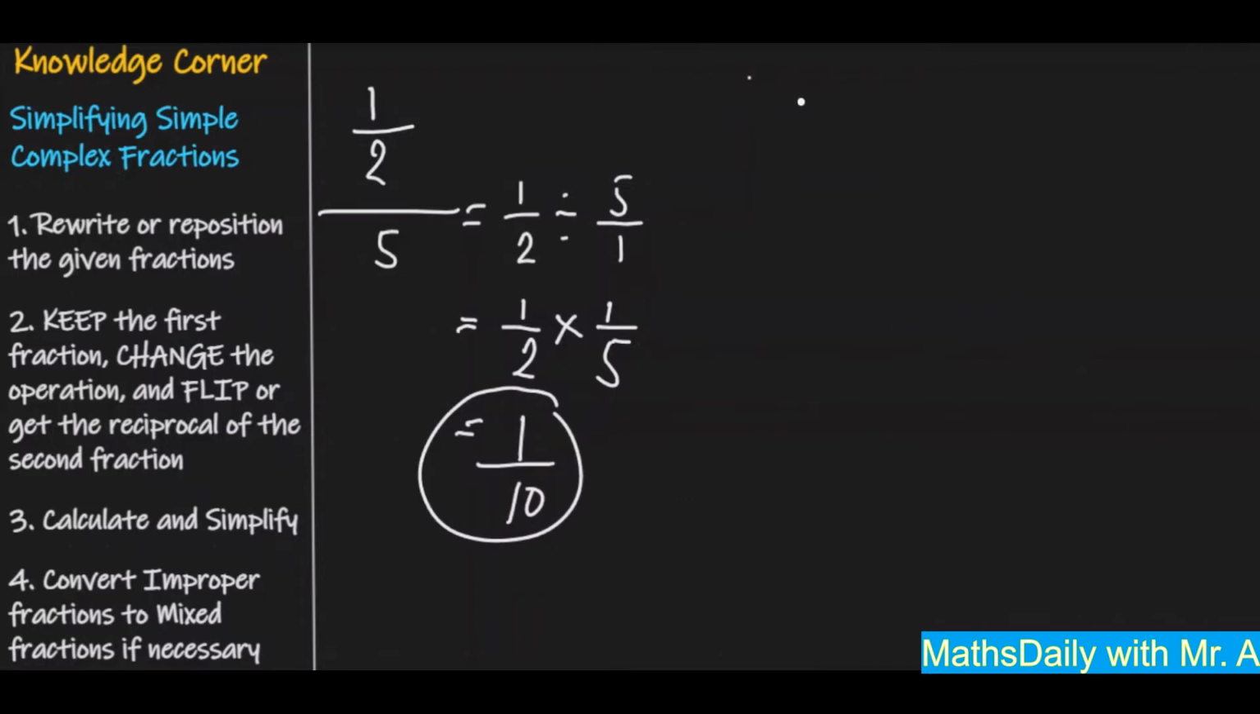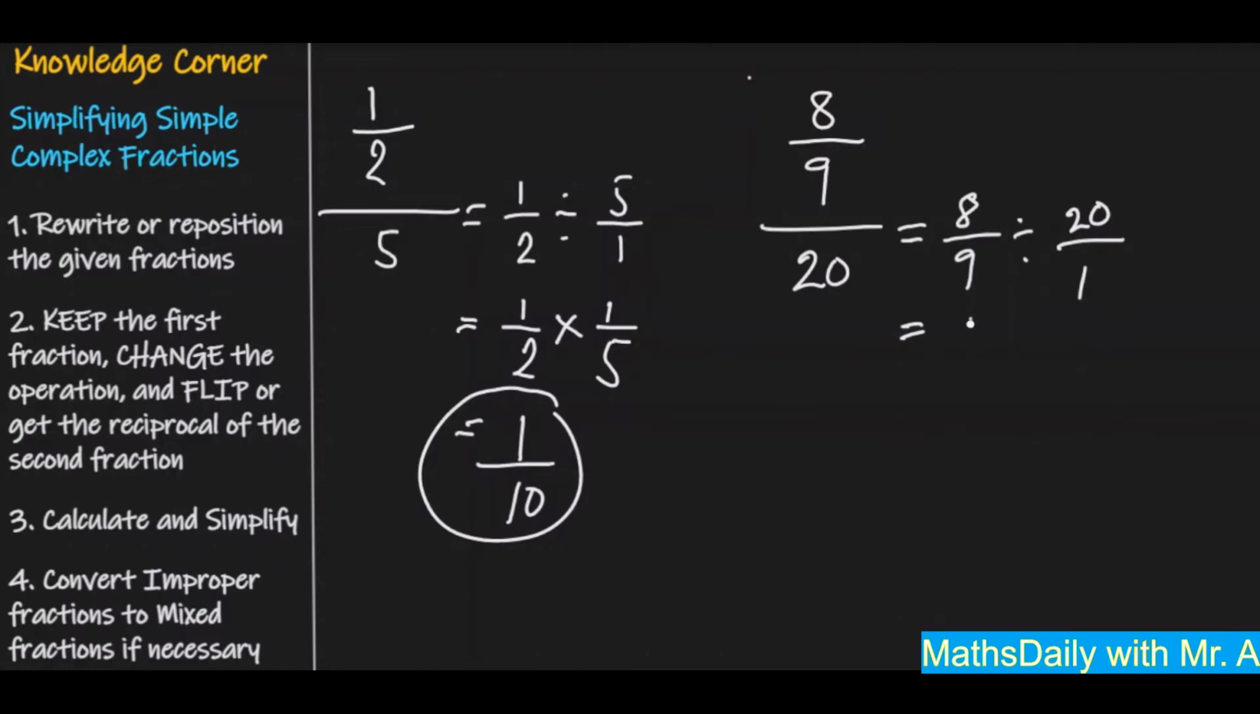Another example. 8/9 divided by 20. First step, we write this fraction horizontally, so this will become 8/9 divided by 20/1. Step 2, keep, change, and flip. So 8/9 times 1/20. So let's calculate. 8 times 1 is 8 over 9 times 20 is 180.